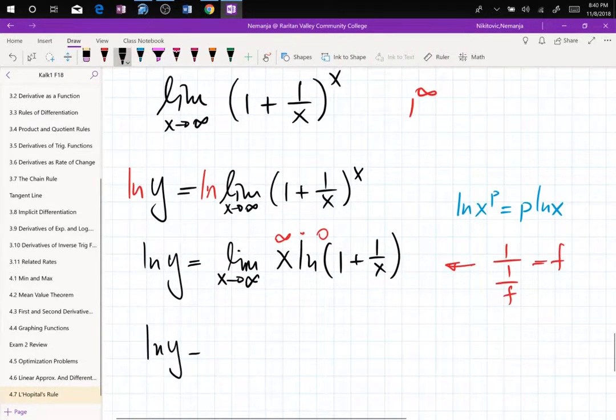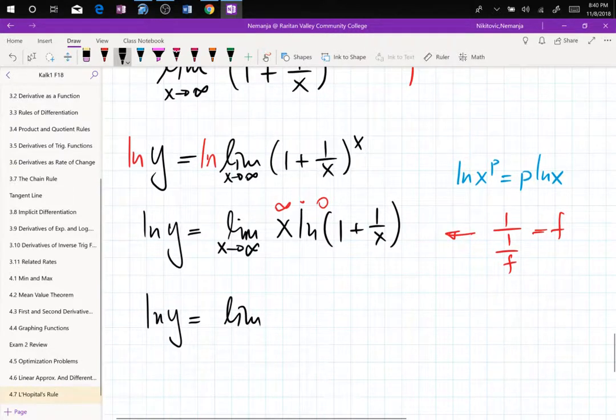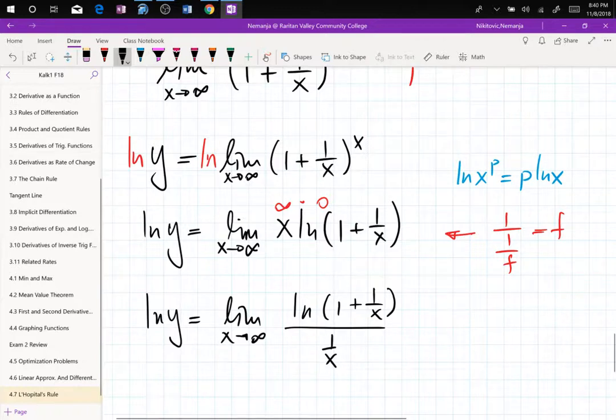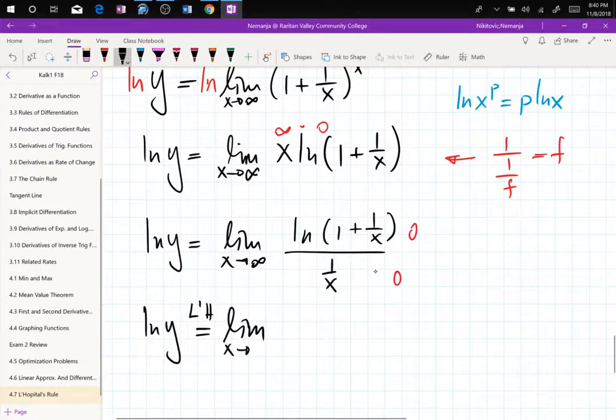So please note that on the left-hand side, you still have your ln y. You will have to deal with that, right? We are just working on our right-hand side. This is still a limit. We didn't do anything with it. I have ln of 1 plus 1 over x divided by 1 over x. And yay, this is infinity over infinity, which means we can use L'Hopital's rule. So now ln y equals, and here is the L'Hopital, limit as x goes to infinity.